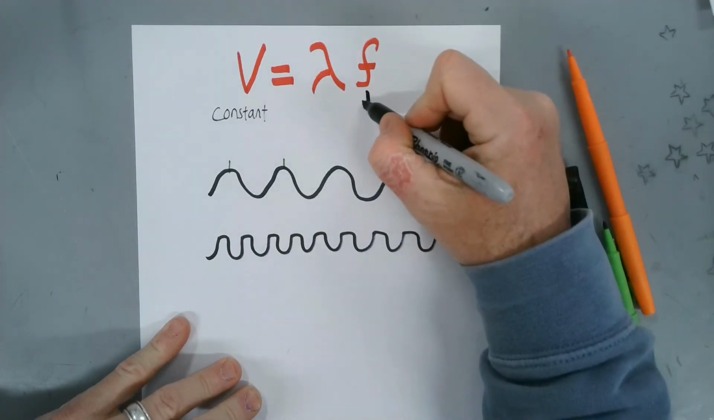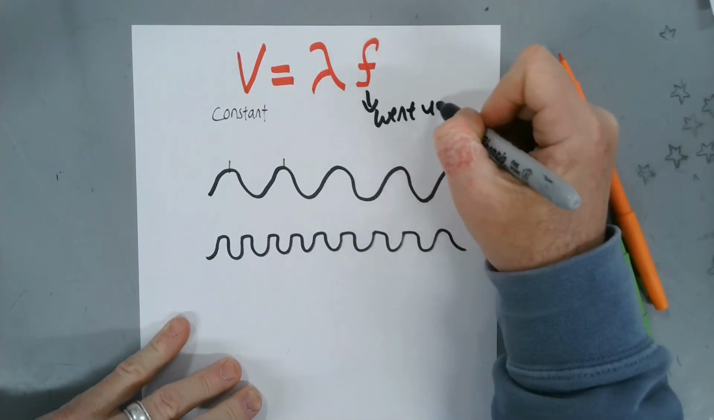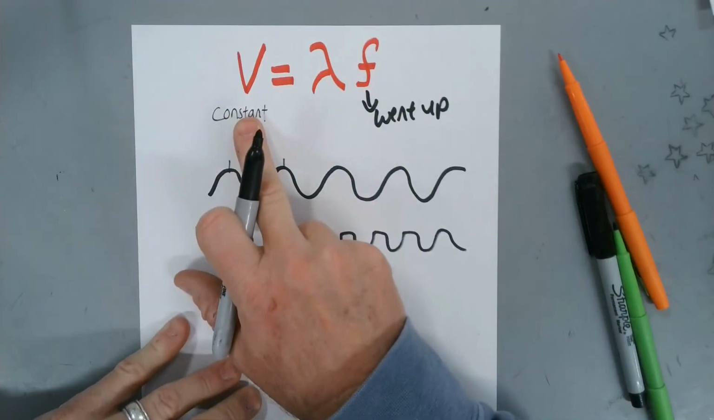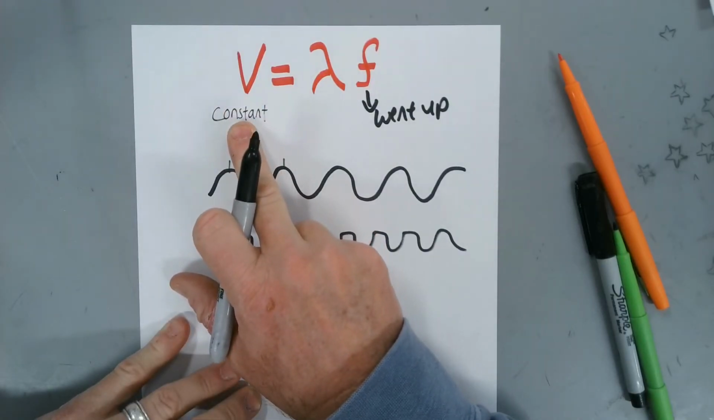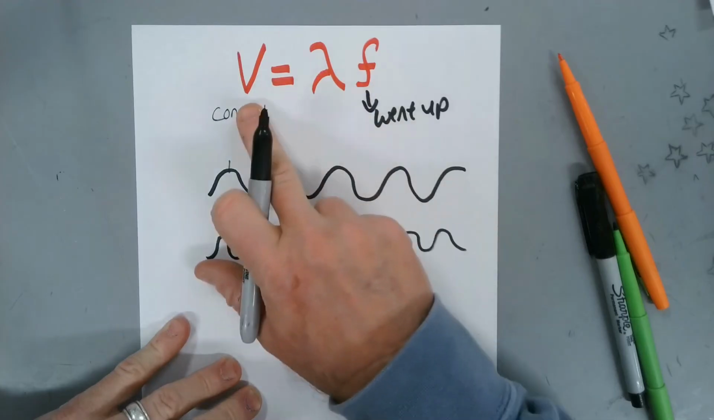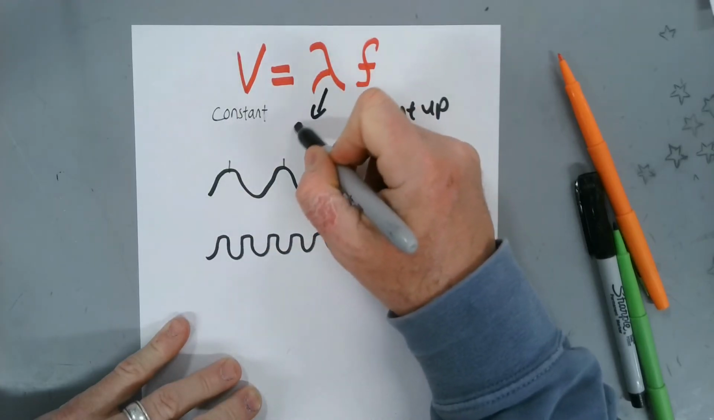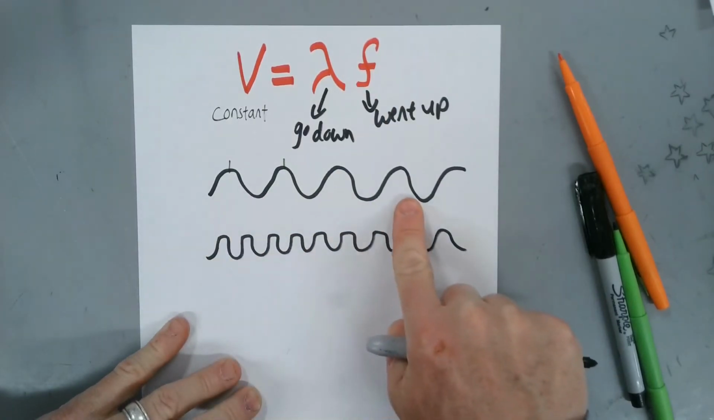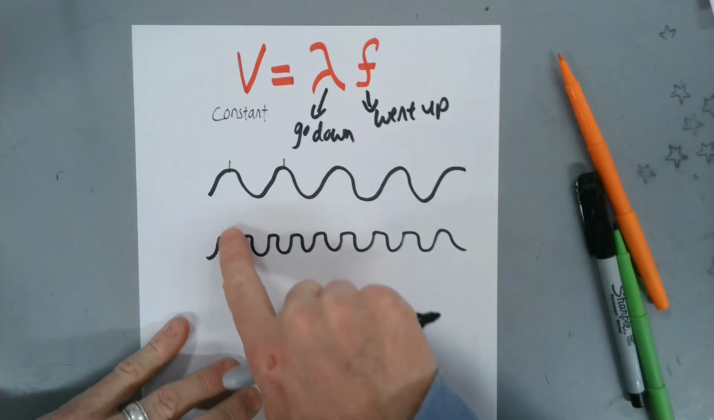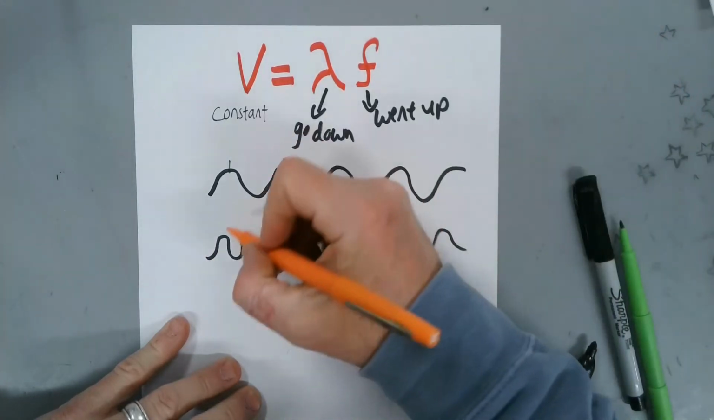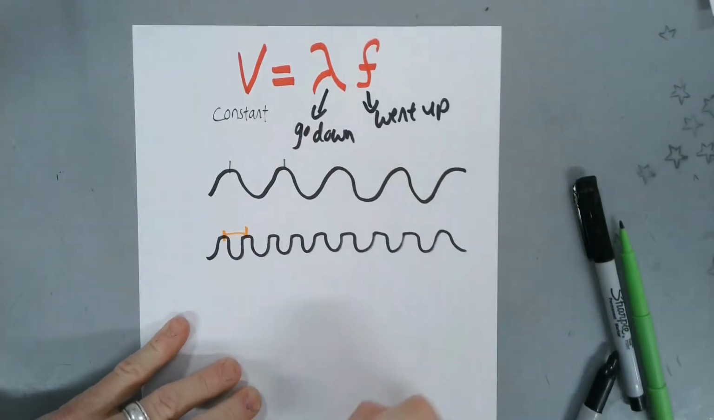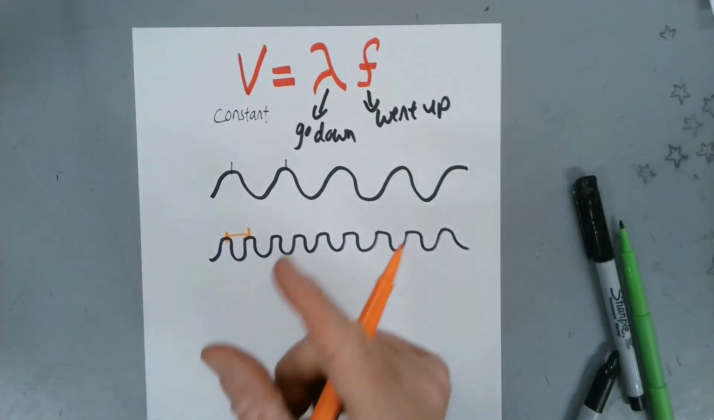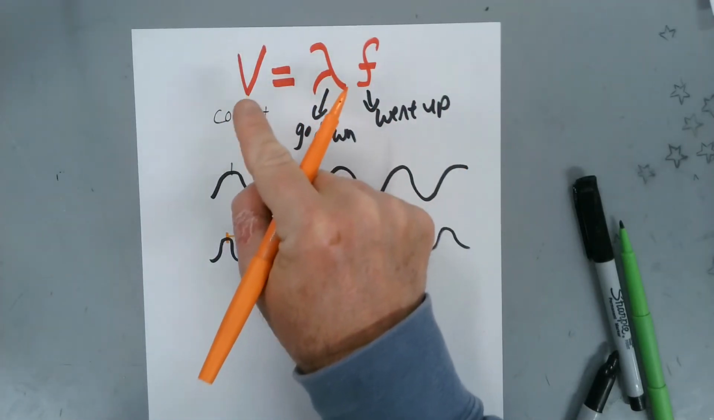So the frequency went up. Now, the speed of the wave has to remain the same because the velocity in the medium is constant. So if this went up, in order for this to be the same, this must go down. So here was my wave, and I made the frequency go up. I made the waves more frequent, but you'll notice the wavelength has now gotten smaller. So as one goes up, the other must go down because together their product has to remain the same value.